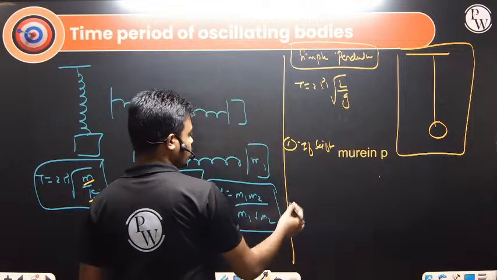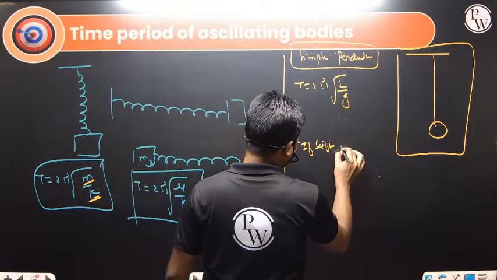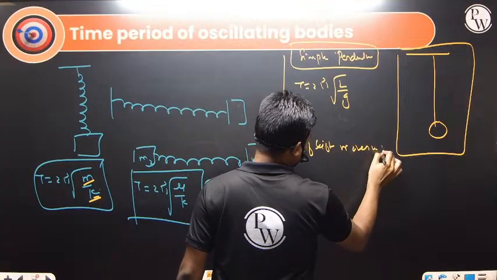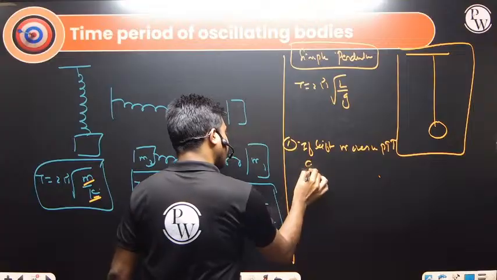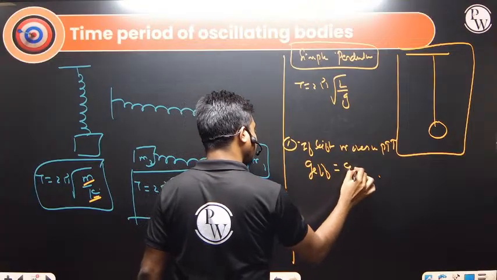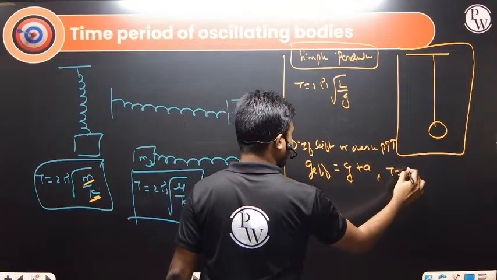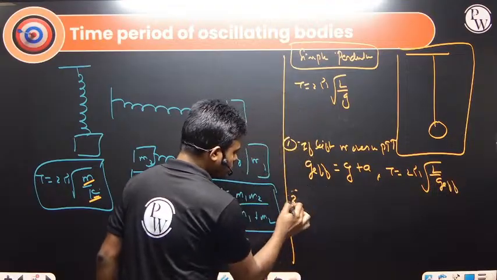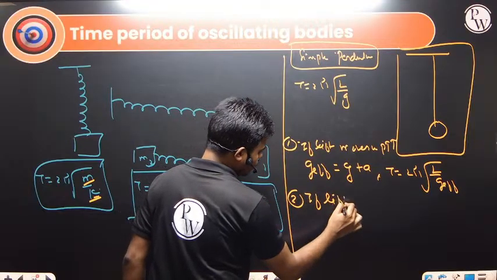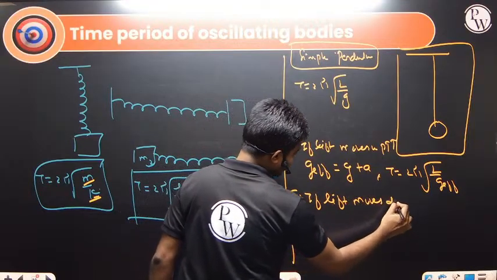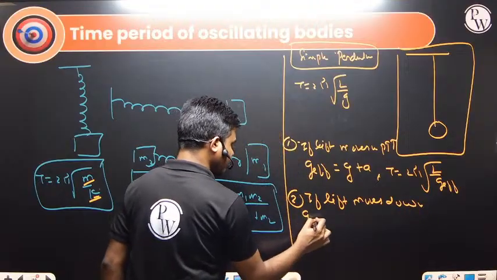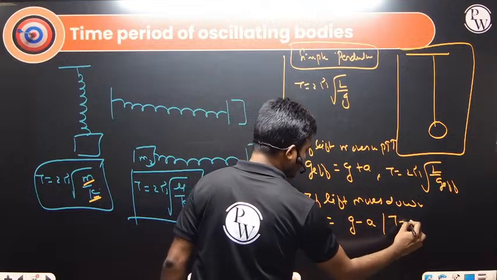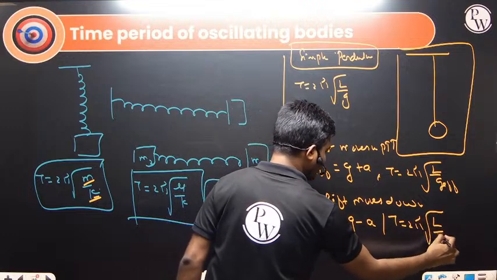Okay, if the lift moves up, then here we will write g effective is equal to g plus a, and the time period will be given by 2 pi under root L by g effective. In that case, if the lift moves downward with acceleration a, then we write g effective, and what is g effective? g minus a. And what is T here? 2 pi under root L by g effective.